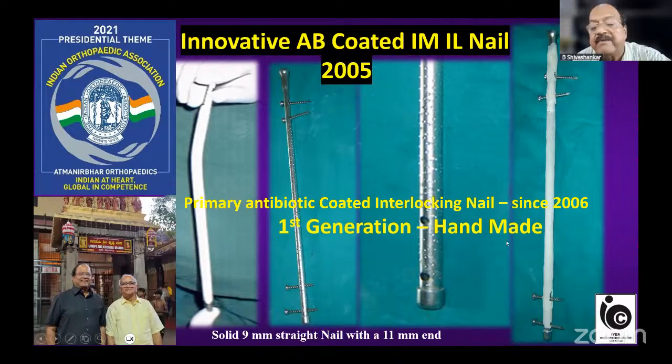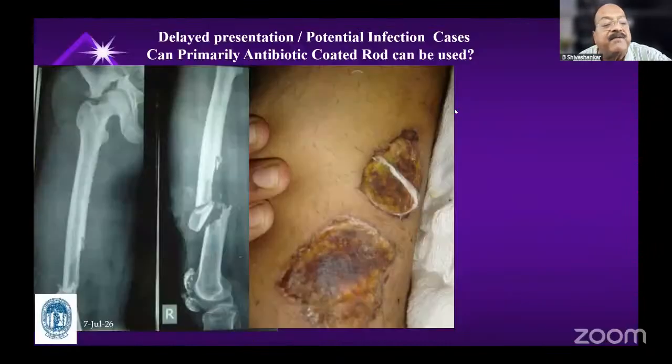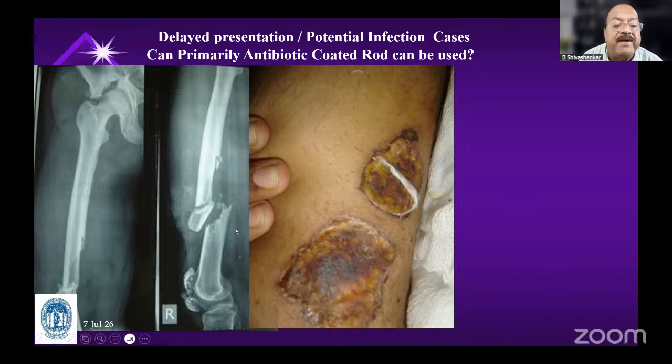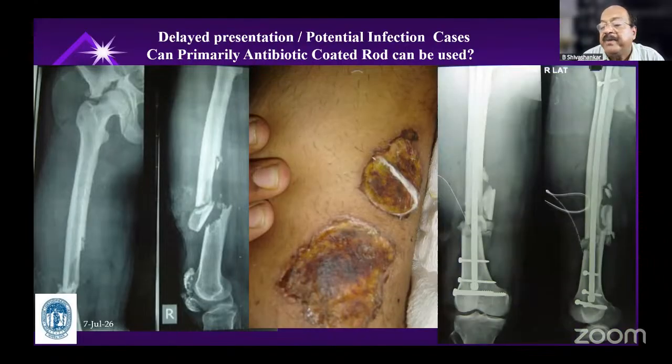This is the first generation primary antibiotic coated interlocking nail, where the roughening of the surface was done using a hammer and chisel. Somebody used to sit and hammer over that and make a rough surface. This is one of my earlier cases where we used this: a fractured pelvis with a bad wound on the thigh, a compound fracture of the patella, a compound fracture of the leg, and so many other things. The patient came almost 3 weeks after the initial injury, and that time we used this nail.